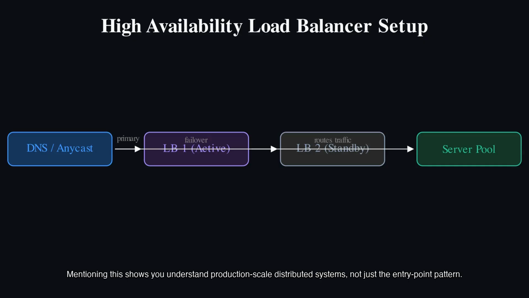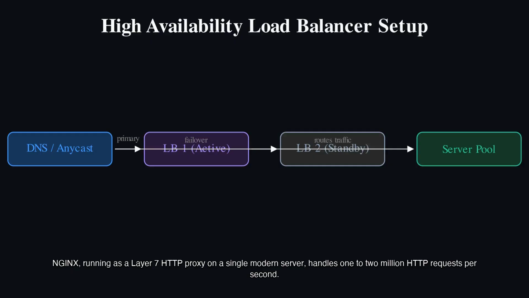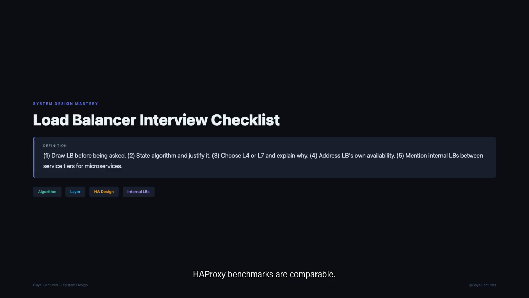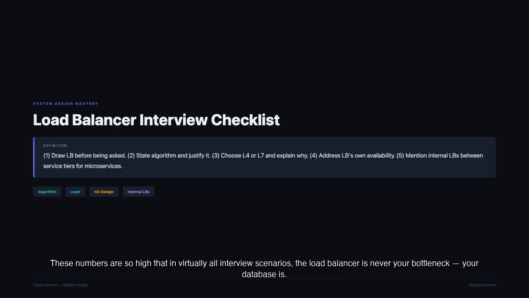These are the load balancer benchmarks that will make your scale estimates credible. NGINX, running as a Layer 7 HTTP proxy on a single modern server, handles 1 to 2 million HTTP requests per second. HAProxy benchmarks are comparable. These numbers are so high that in virtually all interview scenarios, the load balancer is never your bottleneck. Your database is. State this explicitly if asked.